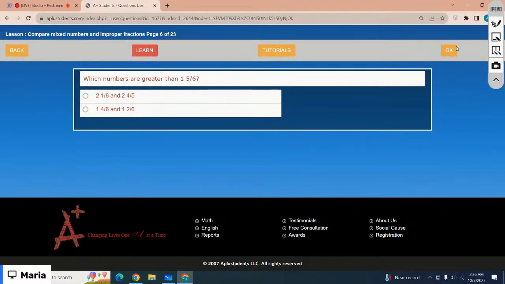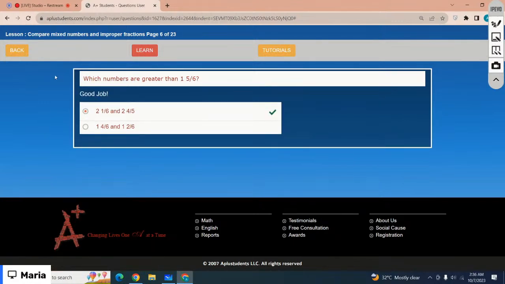Okay, which numbers are greater than 1 whole 5 over 6? So you need to see the numbers that are greater than 1 whole 5 by 6. So which is the correct option? The option 1 is the correct one because they both have whole number greater than 1, right?